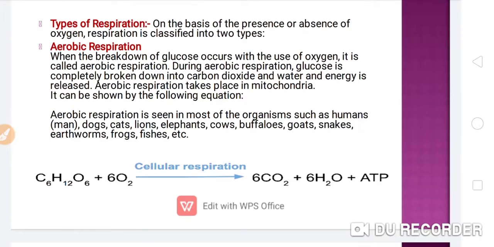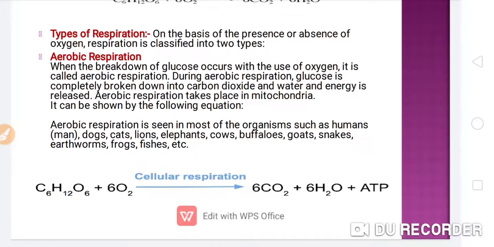Okay, aerobic respiration is seen in most organisms such as humans, dogs, cats, lions, elephants, cows, buffaloes, goats, snakes, earthworms, frogs, fishes, etc. Okay, so in all these organisms, aerobic respiration takes place.